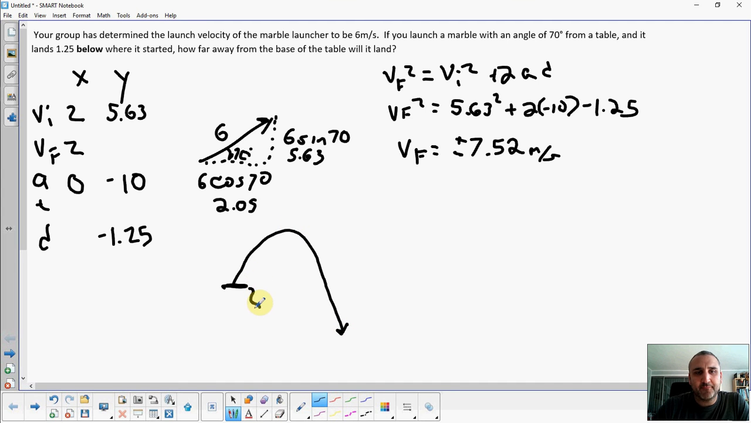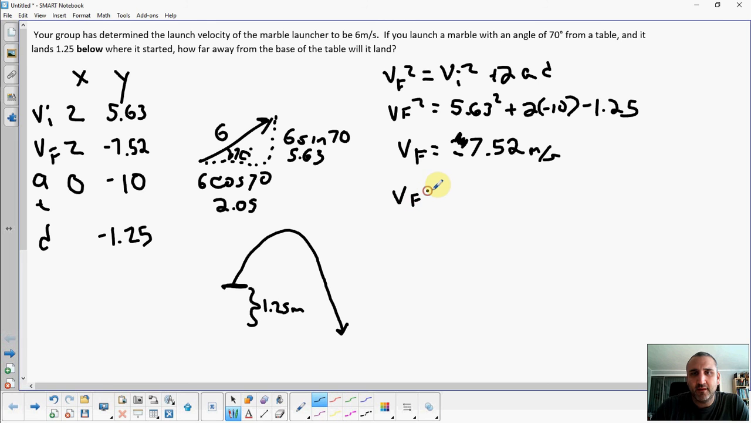And this height is 1.25 meters. So what's happening is when we get to a certain point, the positive 7.52 meters per second would be if we shot it from down here, but we're landing it over here, so the final velocity is going to be negative 7.52 meters per second. So that's good. We're going to discard the positive. We only want the negative. And the other thing that we can do now is figure out time, which is ultimately what we need.